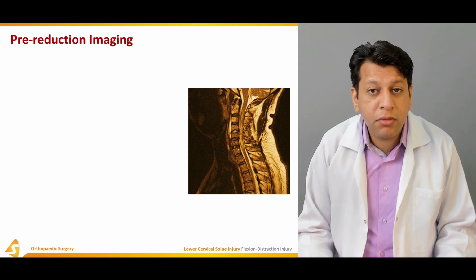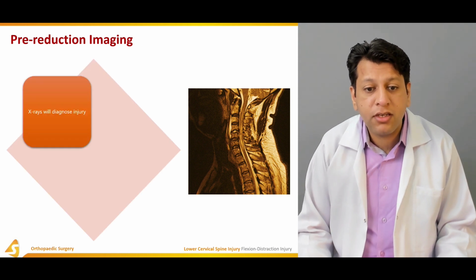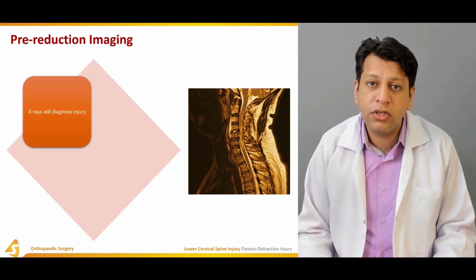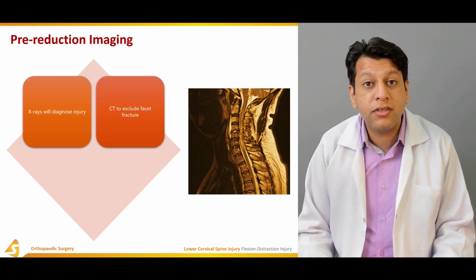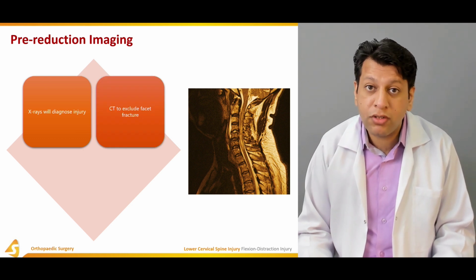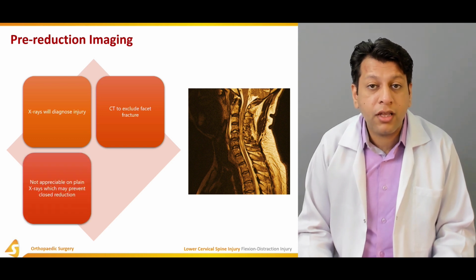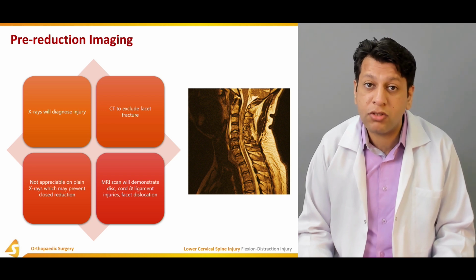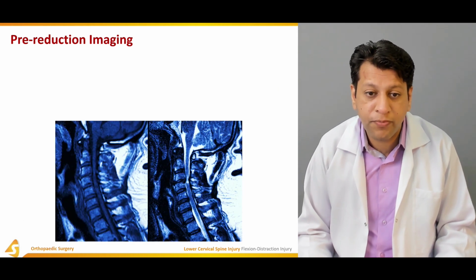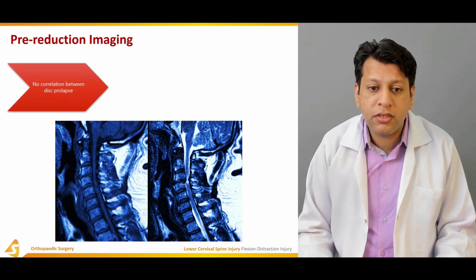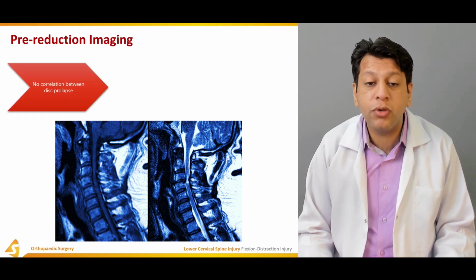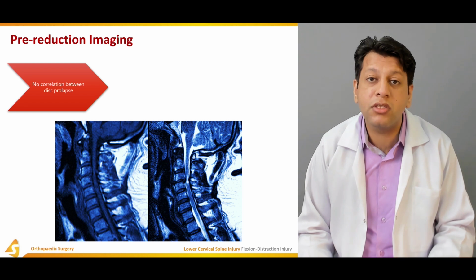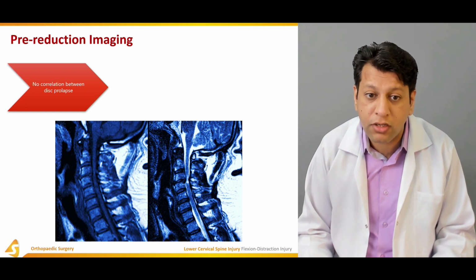So pre-reduction imaging is important. X-rays we need to get, so we need to diagnose the injury first. Then we need to get the CT as well to know the morphology of the fracture, if there is a vertebral body fracture as well. And then we need to get an MRI as well. MRI will tell us details about the discoligamentous complex, whether it's disrupted or not. Once we have got the pre-reduction images, we need to evaluate whether there is an associated disc collapse or not.